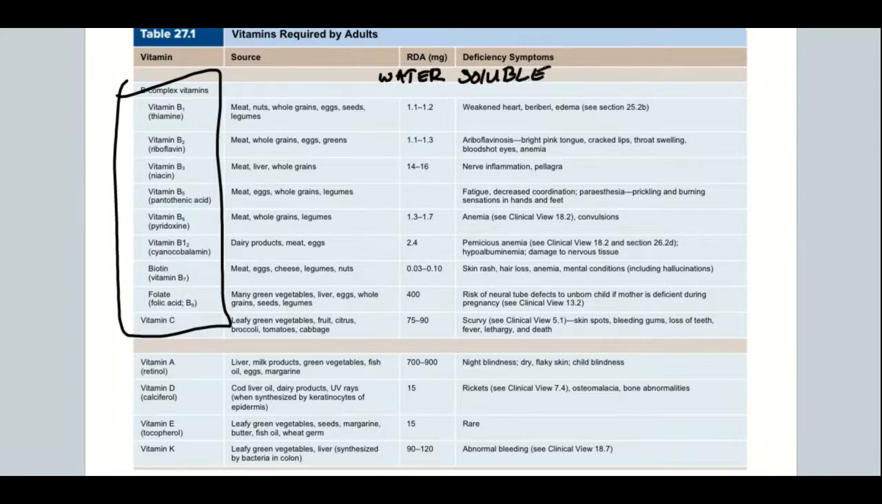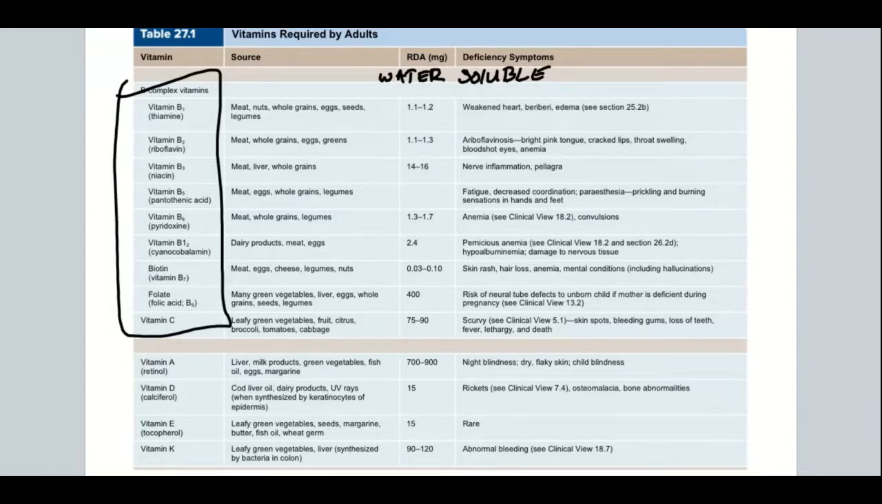How weird, I never noticed that it's missing that header. Okay, so these are water soluble vitamins, and I just know that it's B's and C. I'm going to make you memorize those scientific names for each of the vitamins, and most of them come from the same sources: meat, grains, eggs, greens.